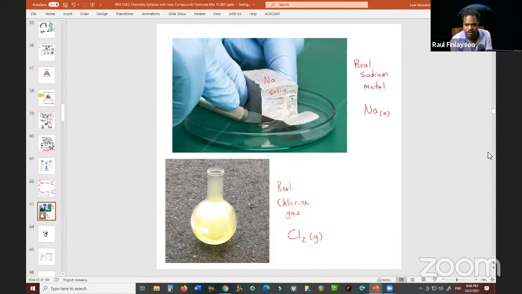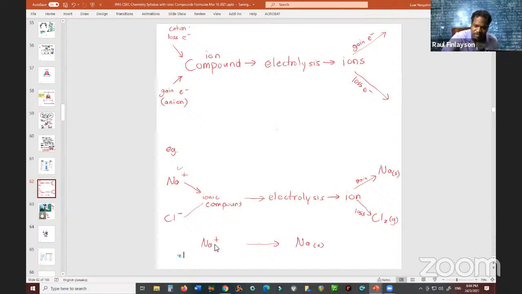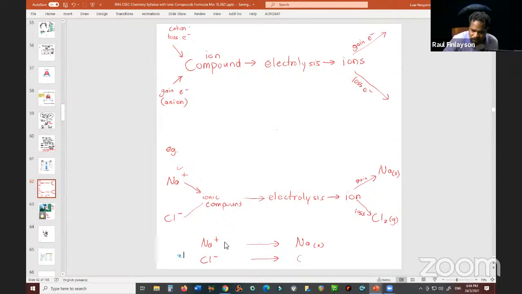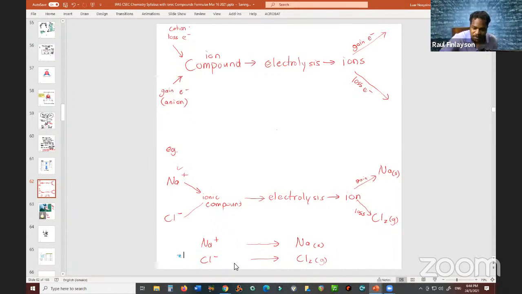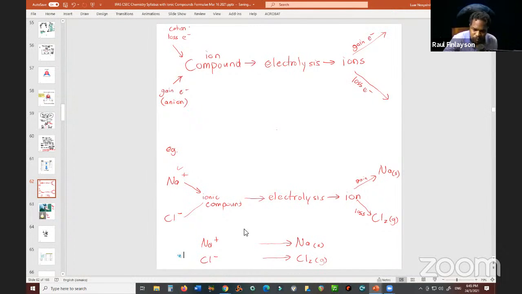All right, let's get back to this then. Seeing that we know this is what will be given off, let's apply the chemistry to it. How does Na+ become Na solid, and how does Cl- become Cl2 gas? Now, if you can answer this question, you shouldn't have any problem with any CXC past paper question, because you just apply the same principle to other things. So we have to write in the equation what happened.